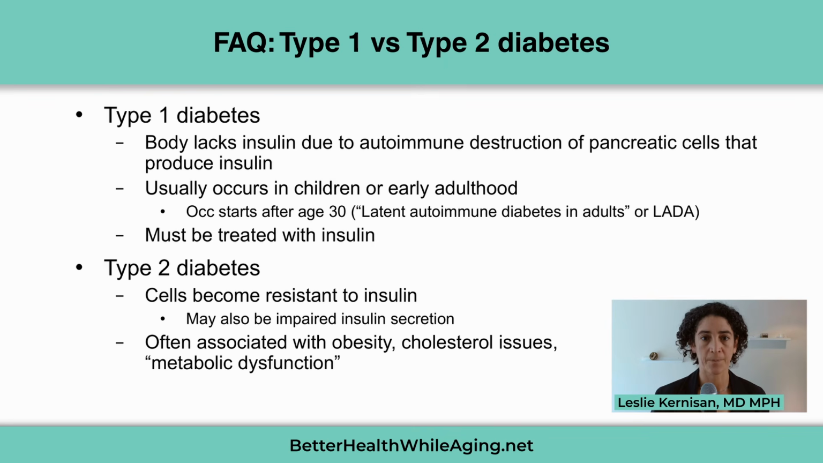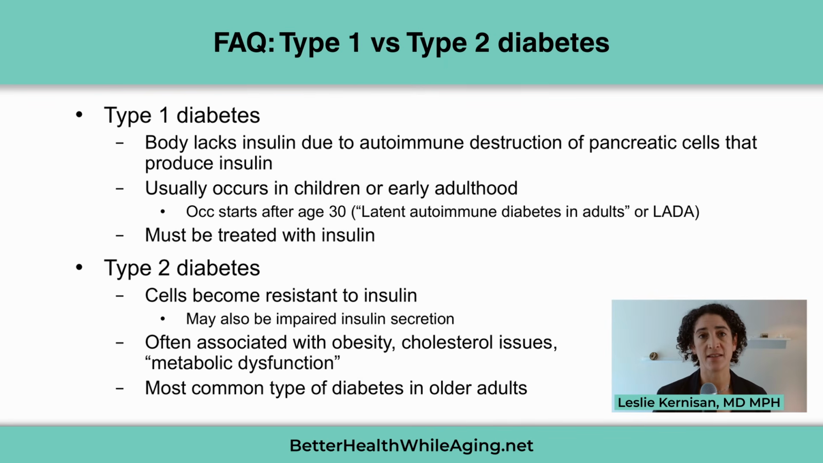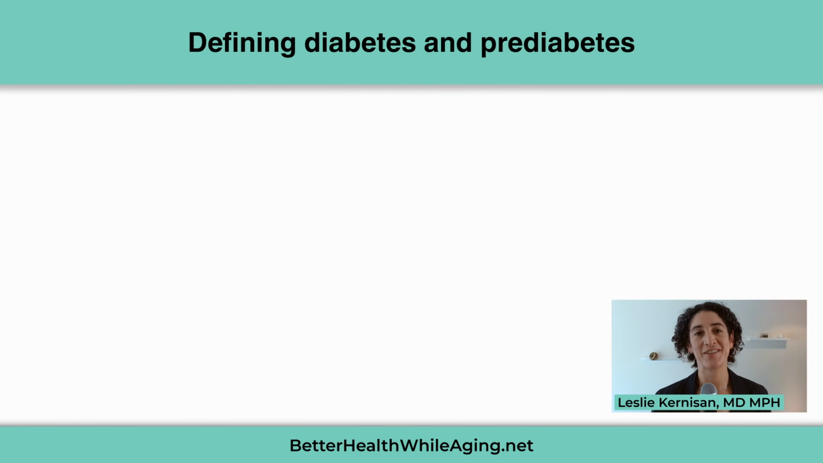This is by far the most common form of diabetes in older adults and actually in adults in general. And we are unfortunately also now seeing teenagers and sometimes even children develop this form of diabetes, often associated with being overweight or heavy as well. So given that, how do we define diabetes and pre-diabetes?